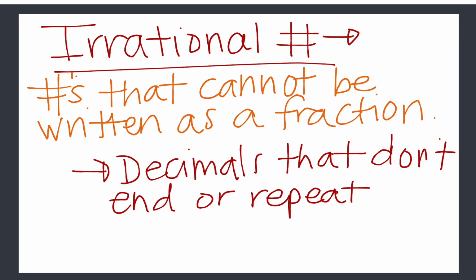Now we're going to list some again. Okay, so again, if you need to pause the video, push pause. So here's an example of an irrational number. One of those would be pi. Now if you think about pi, that's a decimal that never ends, never repeats. So that is irrational. Okay, so that's one.